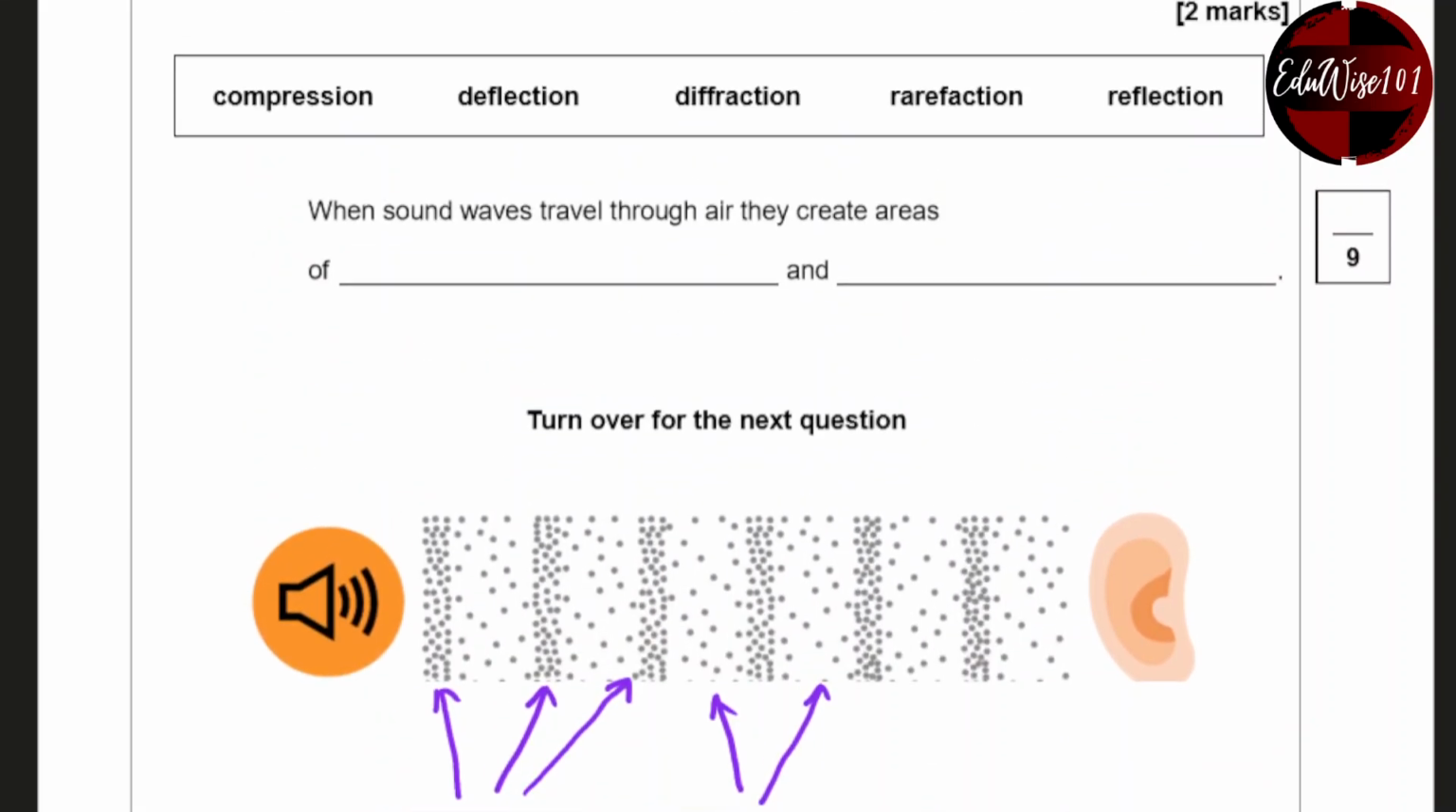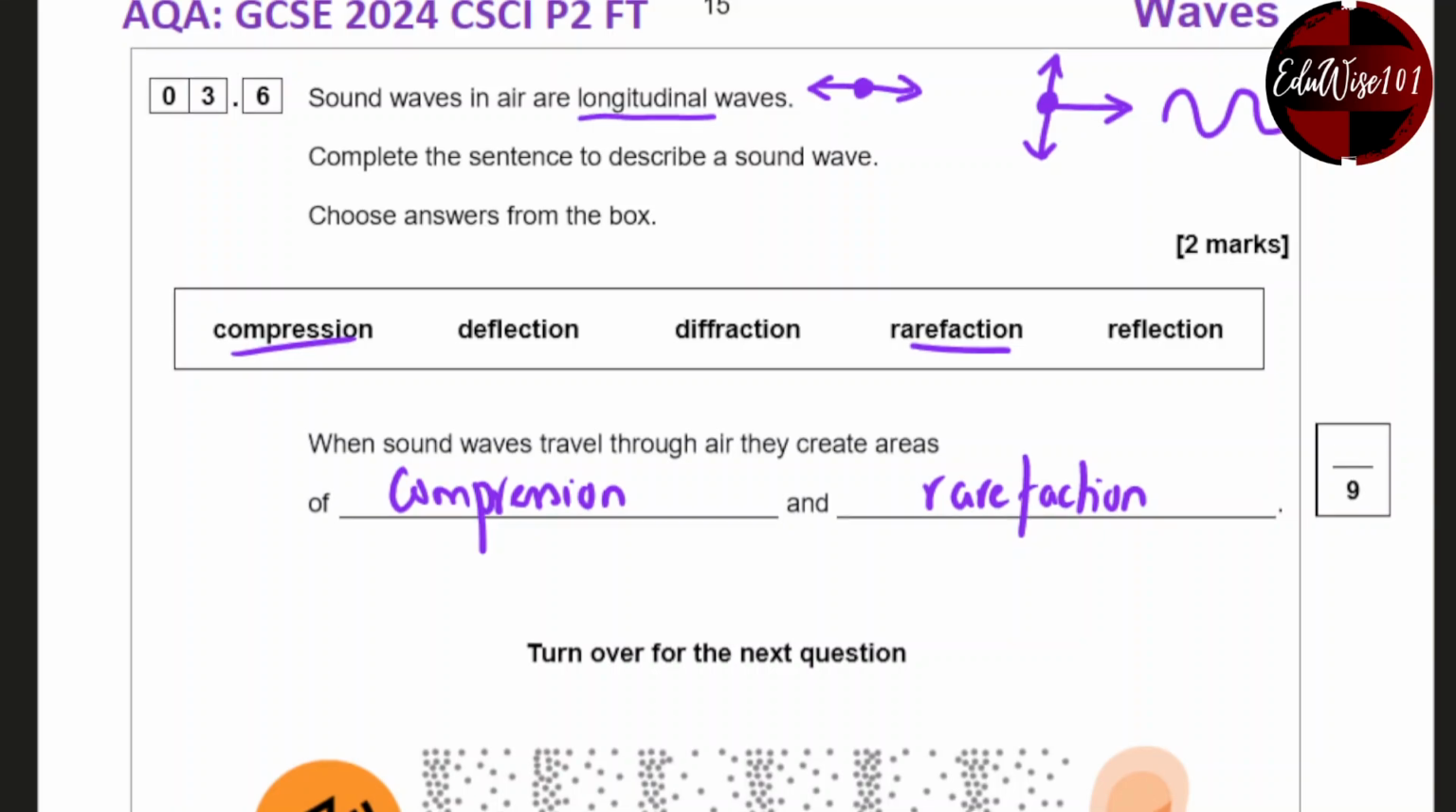So when sound waves travel through air, they create areas of compression and rarefaction. It doesn't have to be in a specific order. So compression and rarefaction. That brings us to the end of question number 3, and let's have a look at question number 4.